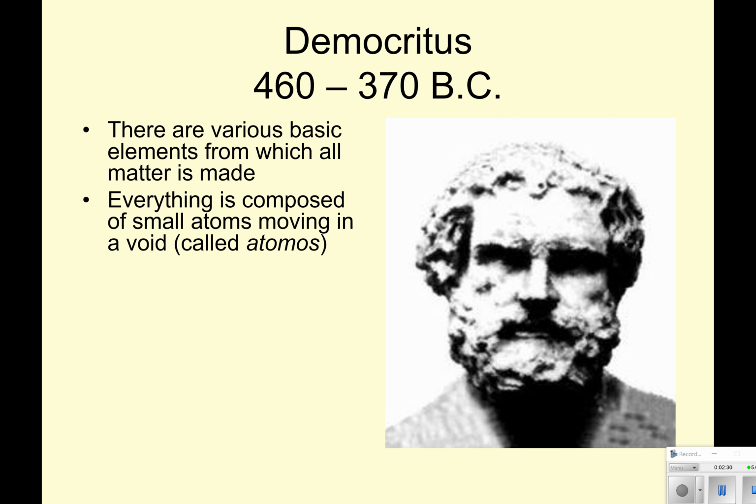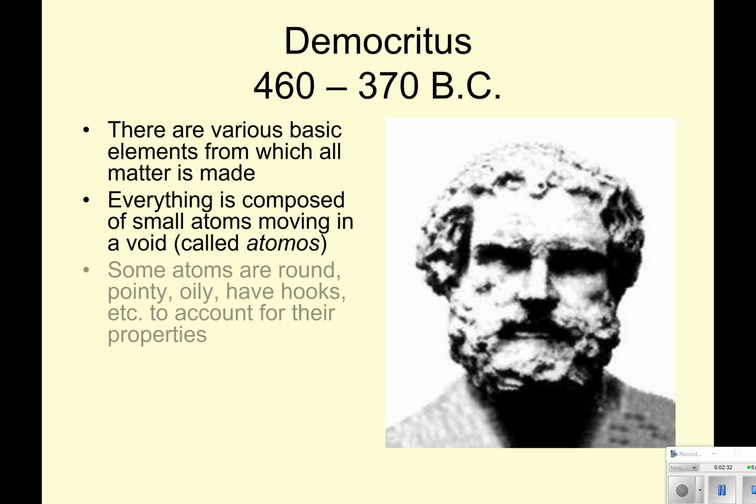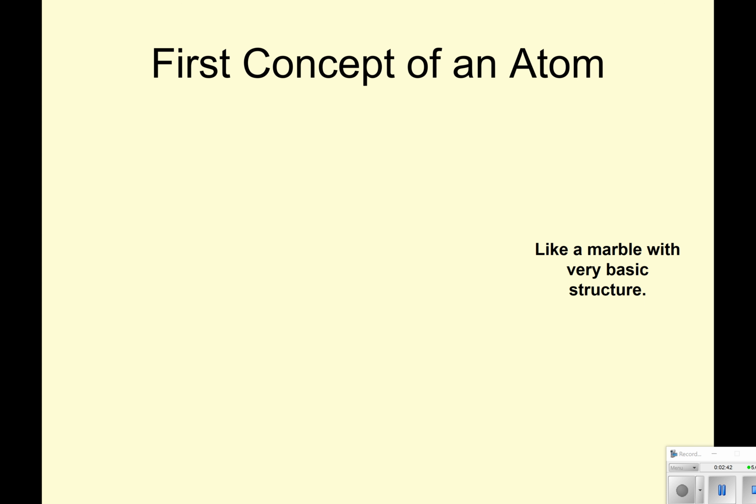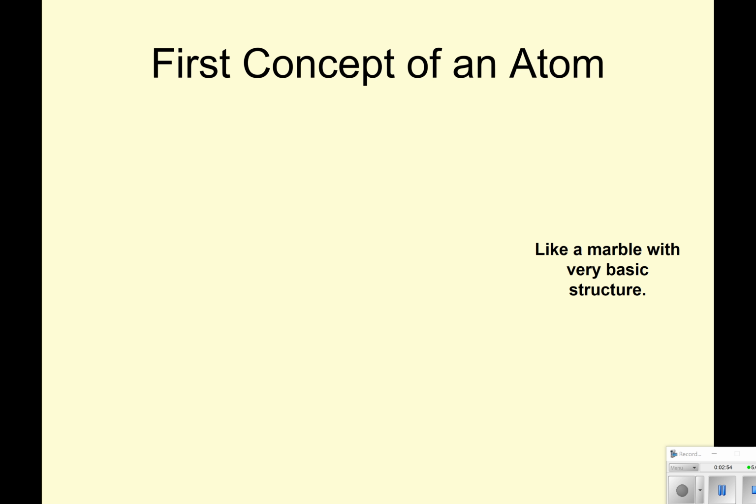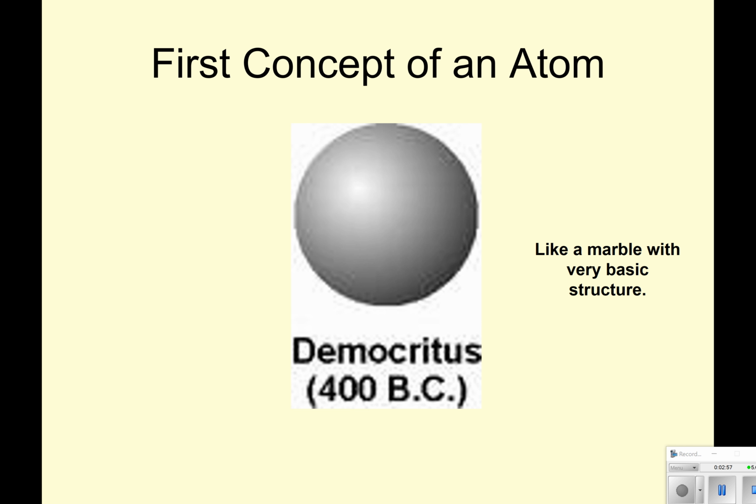He figured that if you take something and cut it in half over and over and over again, you can eventually get to a point where you can't cut it down any further. It's going to be indivisible, which in Greek is atomos, and that's how we got atoms. And he figured that some atoms could be round or pointy or oily or have hooks to account for their different properties. So that was going to be a specific part of the atom itself that gave it those particular properties. And Democritus' model was just a simple indivisible sphere, like a marble. So it's a very basic structure.